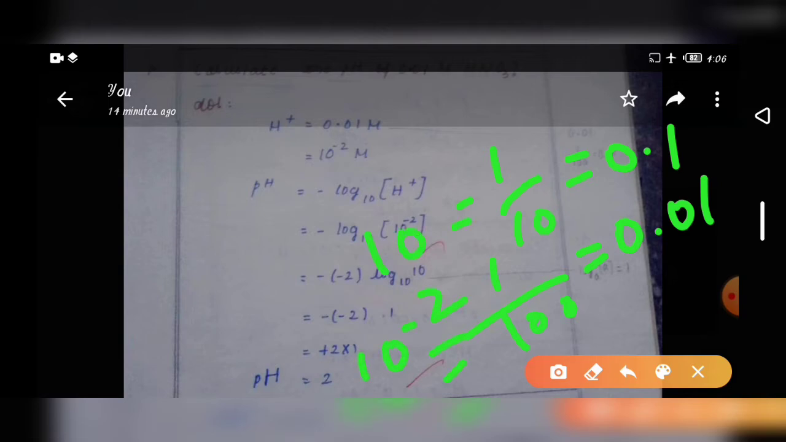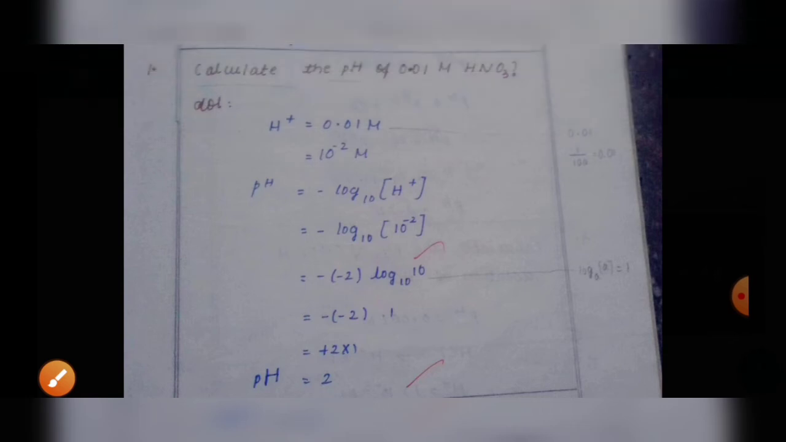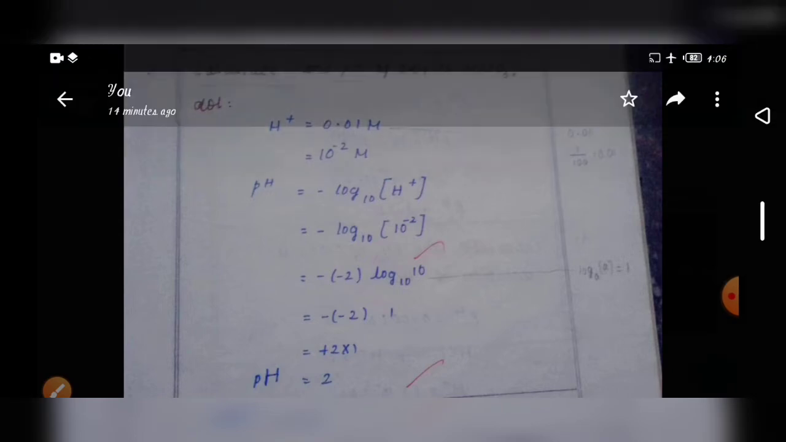This one is written as 10 power minus 1. The same method here also you used. Now you see here H plus equal to 0.01 M, that is equal to 10 power minus 2 M. First you converted into 10 power. After that you have to substitute the H plus ion concentration will be given. So you have to use the formula pH is equal to minus log of H plus ion concentration to the base 10. Here H plus ion concentration will be given here.